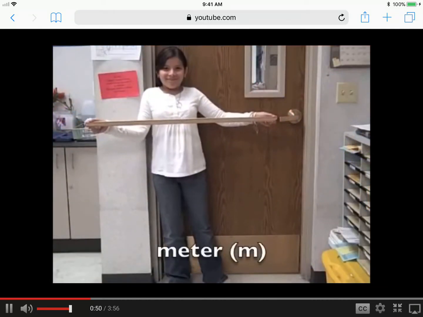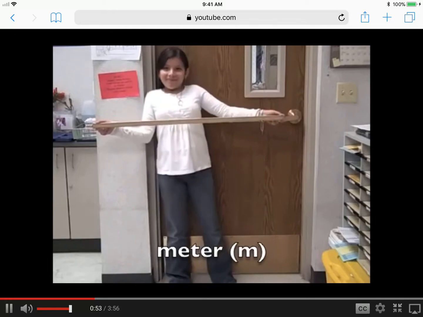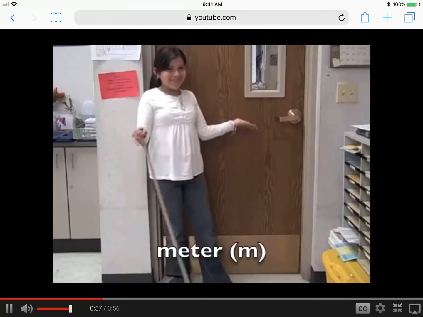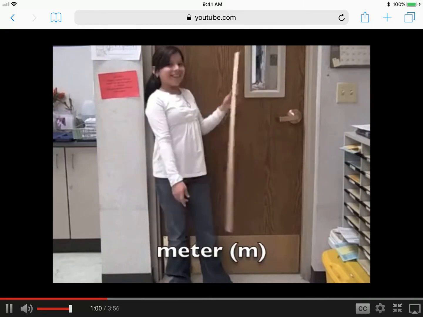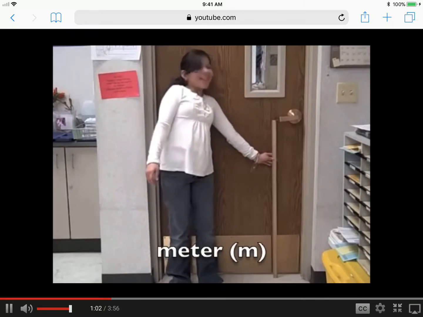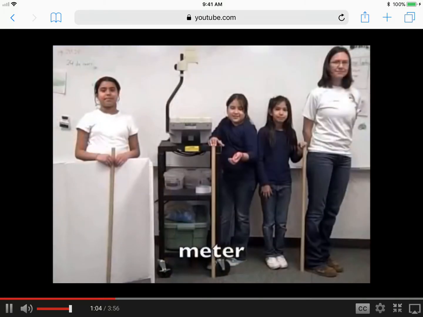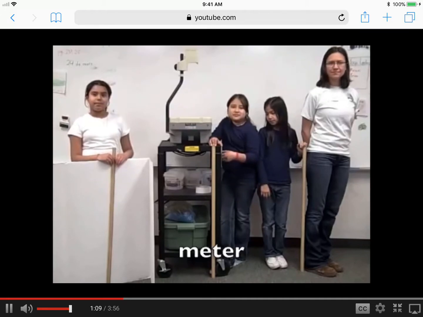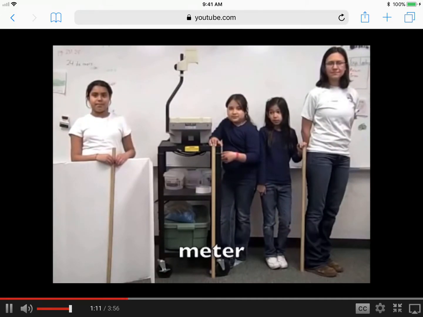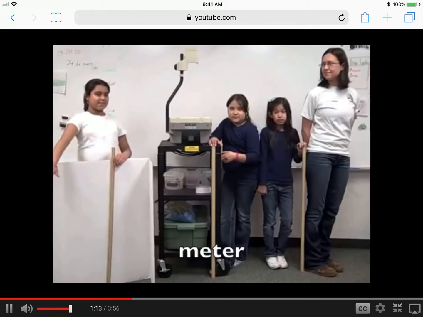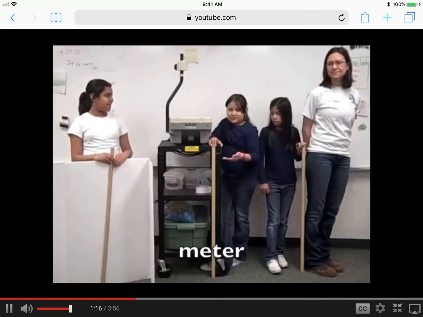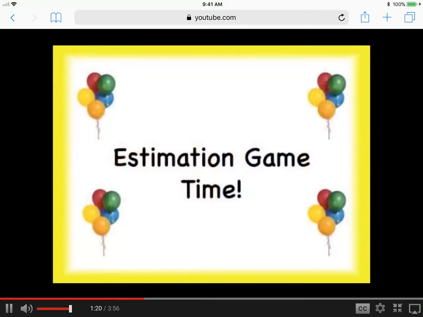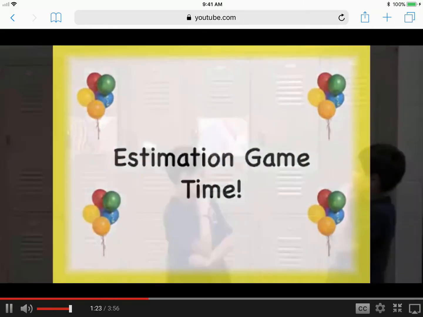The basic unit of measuring length in the metric system is the meter. This ruler measures a meter. Find a door near you. The doorknob or handle is probably about 1 meter above the floor. Our class went on a treasure hunt for things that measured about a meter. This is what we found: the height of a science fair board, the height of a cart, and the leg of a meteorologist. Let's play an estimation game.